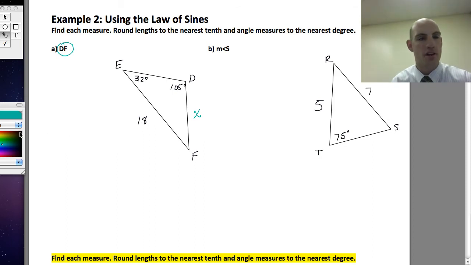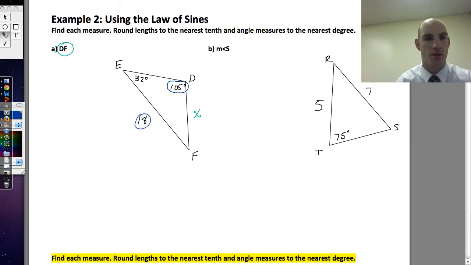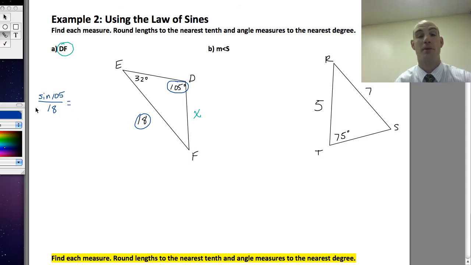And so what we need to do with the law of sines is understand a couple of things. The key to using the law of sines is having an angle and the opposite side. Well, if you look here, I have 105 and the side opposite it. So that's the ratio I'm going to compare to. So the sine of 105 over 18 is going to be my ratio that I'm comparing to because I have the angle and the opposite side. Just like in my setup, sine A over a, well, this is sine of D, and this 18 would be in the place of d.